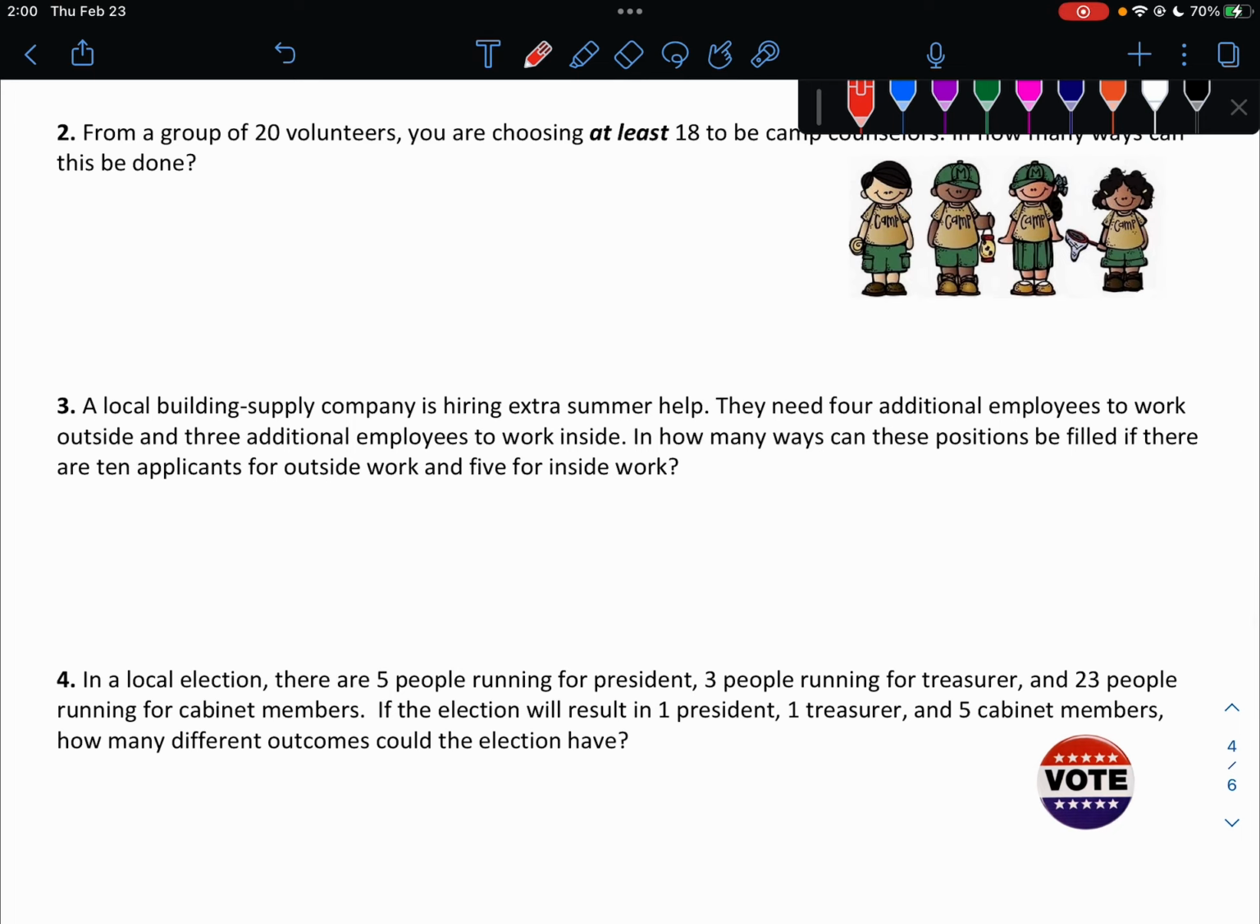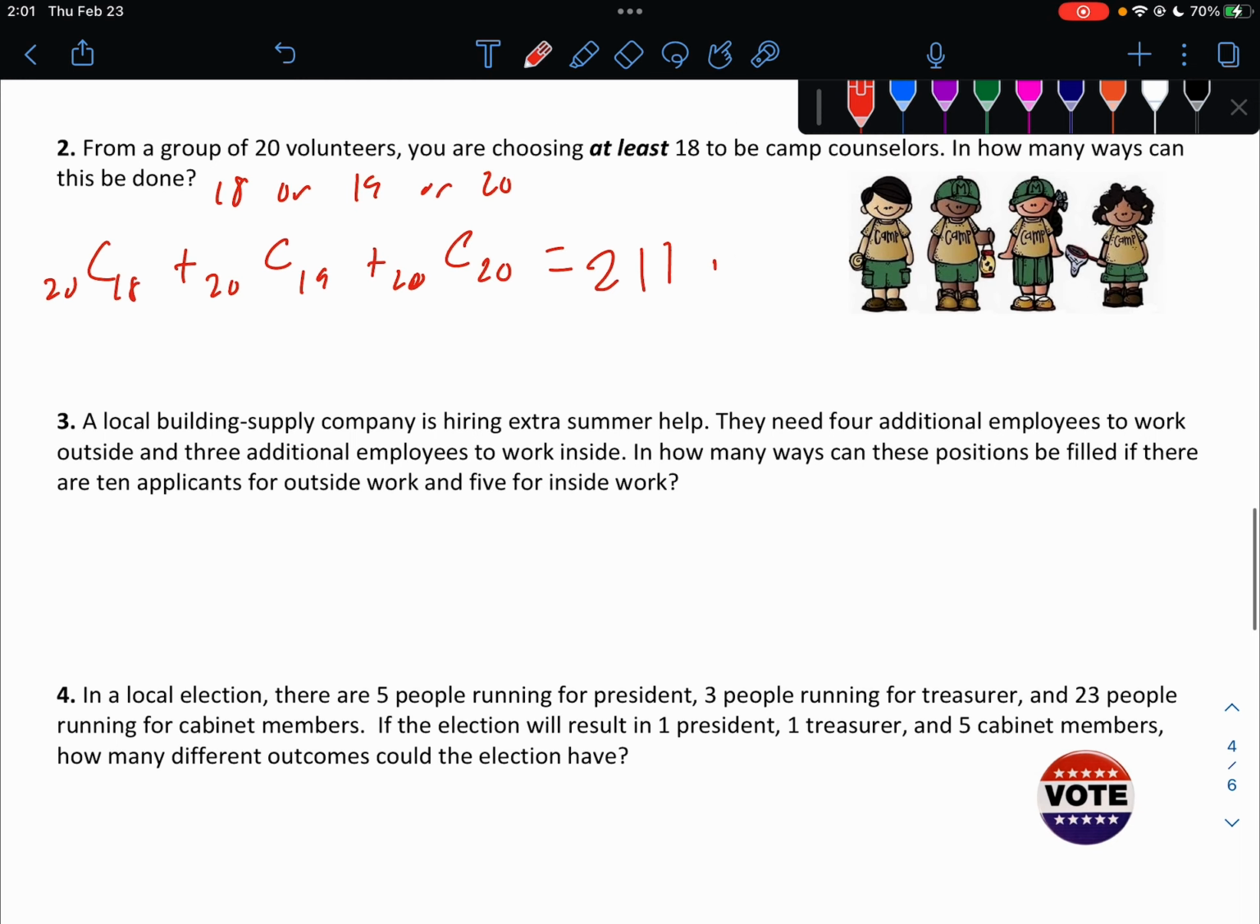From a group of 20 volunteers, you're choosing at least 18 counselors. So that would be 18 or 19 or 20. So that would be 20 choose 18 plus 20 choose 19 plus 20 choose 20. Add that up, we should get 211 different ways we can choose these counselors.